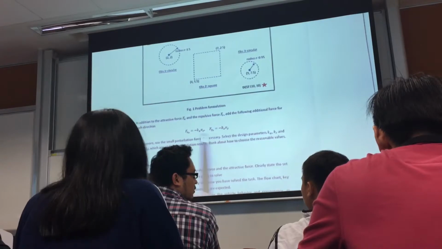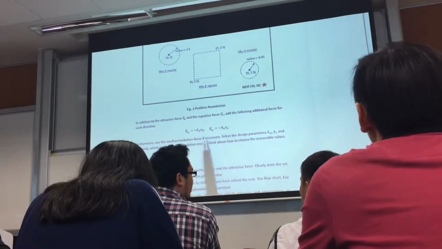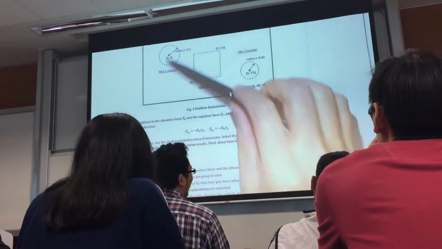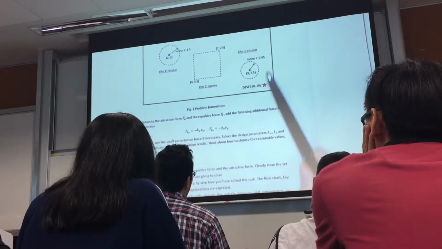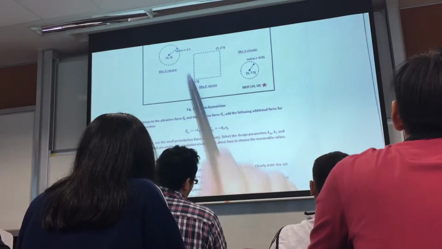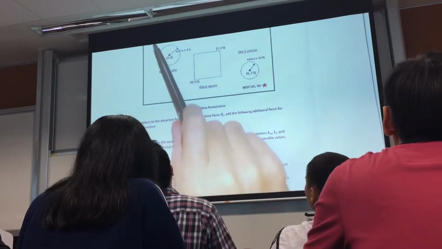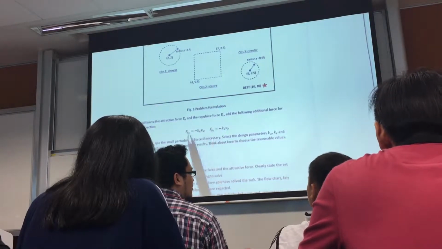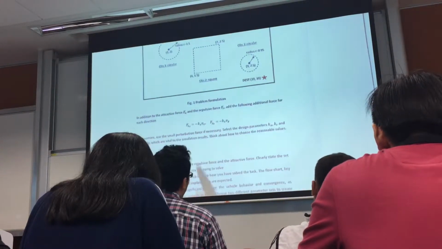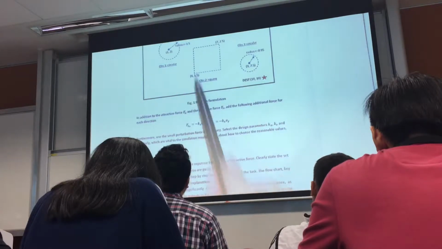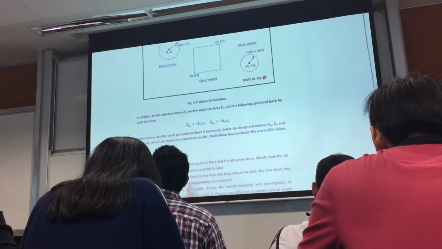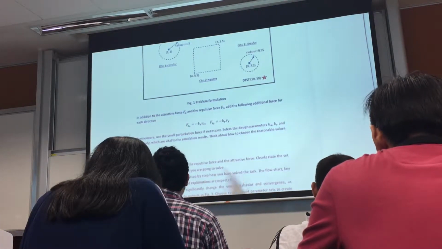So we have some parameters here. For each force we have a parameter. We have a Ka, we have a Kr for the repulsive force, and we have a Kv for the additional force. So these design parameters are very important for the behavior of your vehicle.